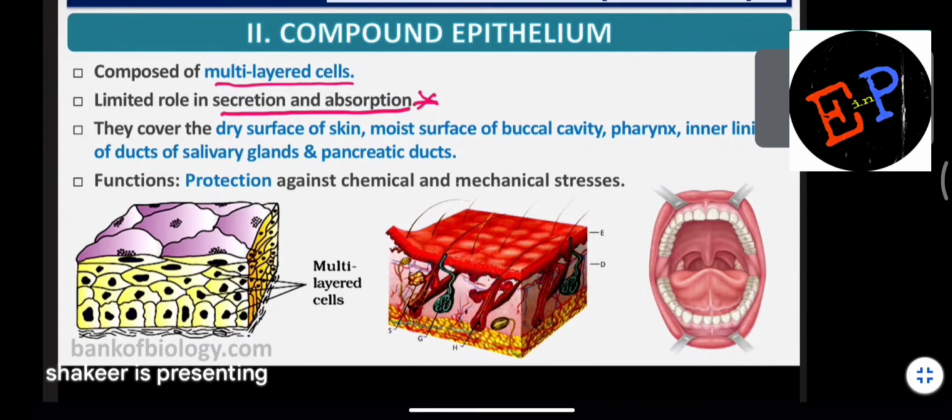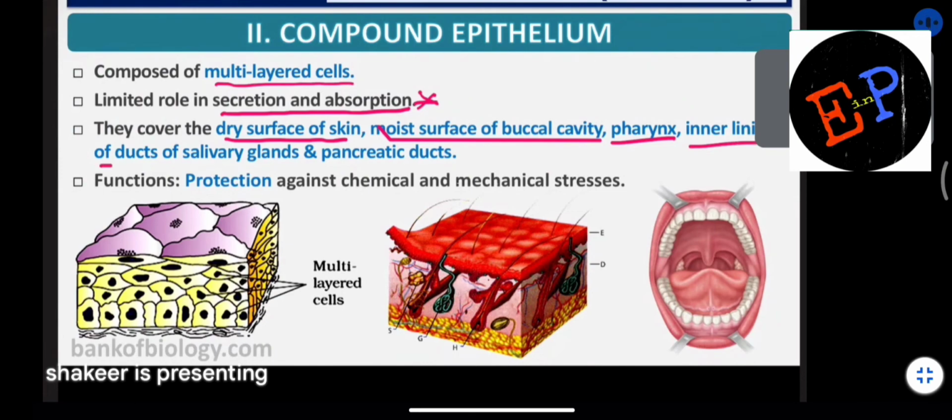Clear? So let us see where we find this compound epithelium. The dry surface of skin. The moist surface of the buccal cavity. Buccal cavity means, when you open your mouth, at the top you will find one hard surface. All those surfaces you can call the buccal cavity. Is the total buccal cavity a single layer or many layers? Many layers are present, so they are called compound epithelium. Skin is also made up of compound epithelium. Pharynx is also compound.